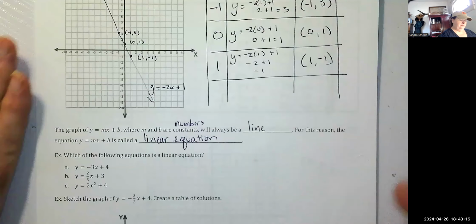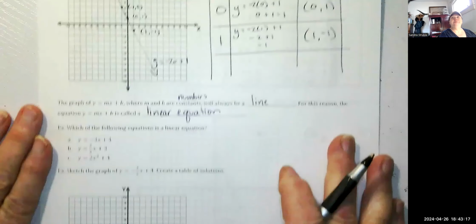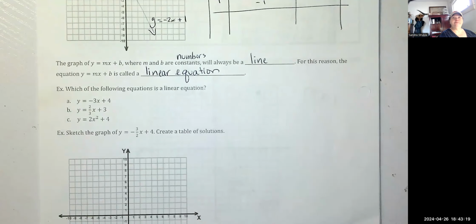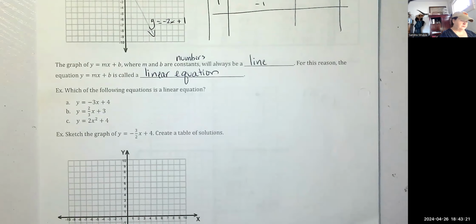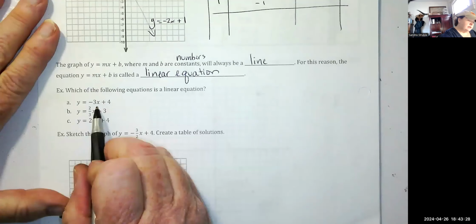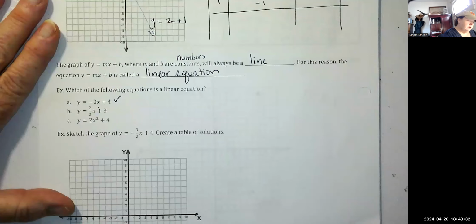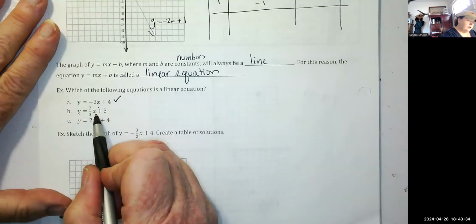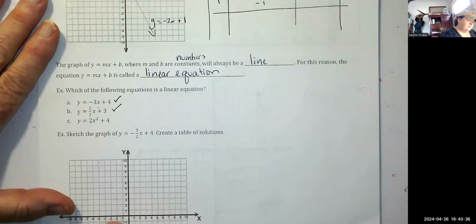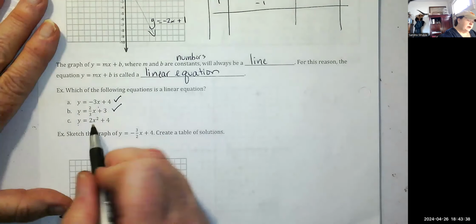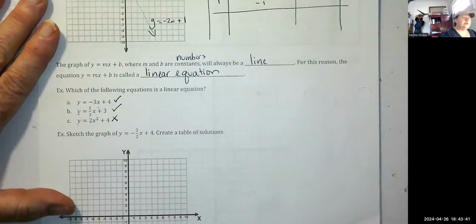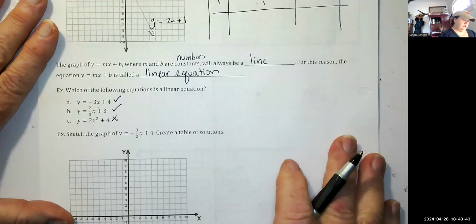Okay. Which of the following equations is a linear equation? They can only have one x and one y. The first one only has one x and one y, so this one is. This one has one y and one x, so it's fine. This one has one y and two x's. This is called a quadratic. It is not a linear equation.